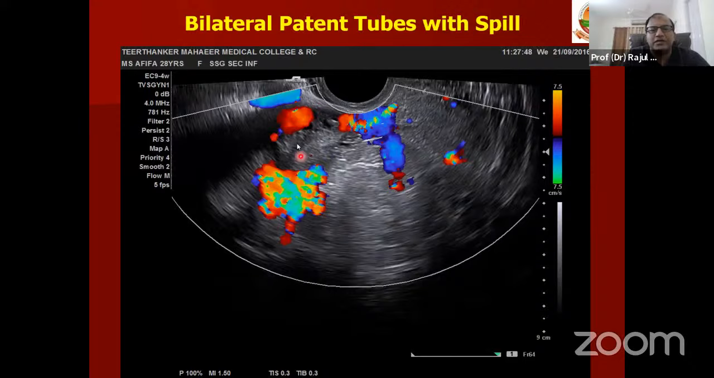So here we can see the typical sprinkle of colors, which demonstrates that this tube is patent, and we cannot see any dilated tube on either side. So this is a left side spill, this is a right side spill. This image focuses only on the spill, so that is why we cannot see the Foley's as well as the uterus.